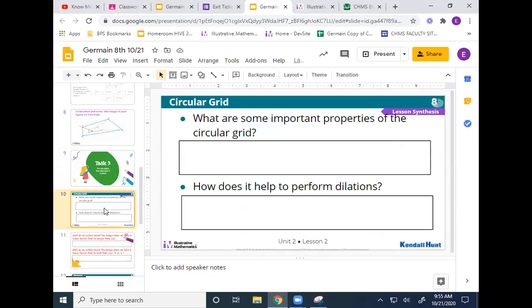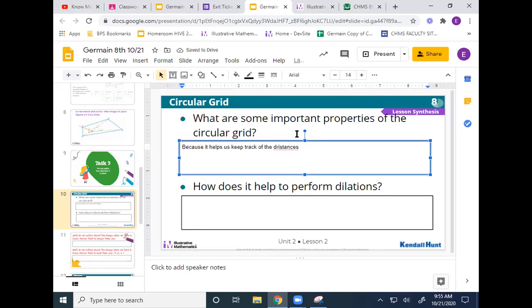So task number 3, if we look at slide number 10, we're going to talk about the important properties of a circular grid. So why do you think that we use a circular grid when we're doing dilations? To keep track of like how many, like the steps and units. Good, because it helps us keep track of the distances. Very good.